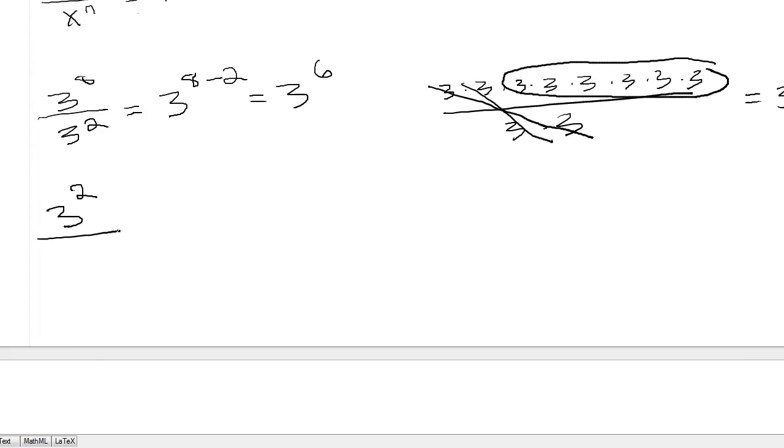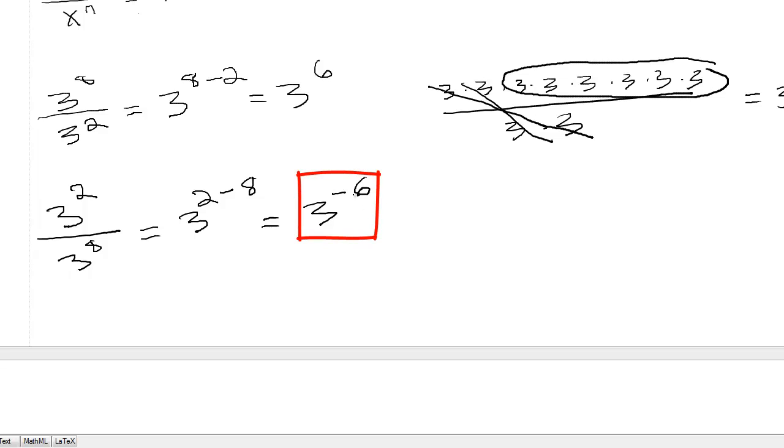Now, with division, what happens if we have the reverse of this? Meaning the 3 squared is on top and the 3 to the 8 is on bottom. And really what we would have is 3 to the 2 minus 8. And well, what does that give you? That gives you the negative exponent. And I'll have a whole video over negative exponents. But what does that mean?